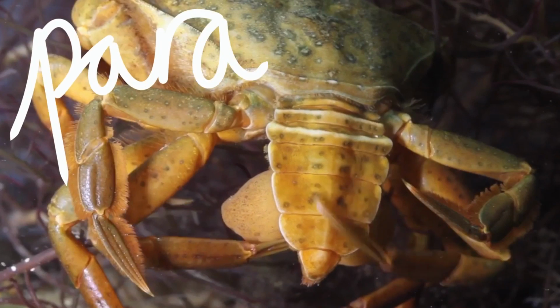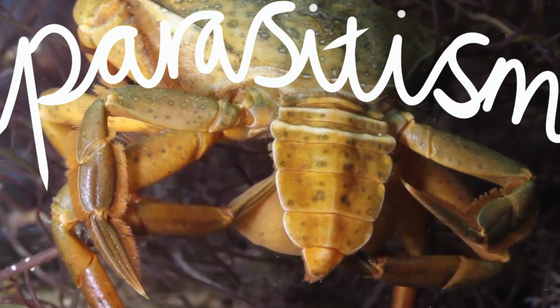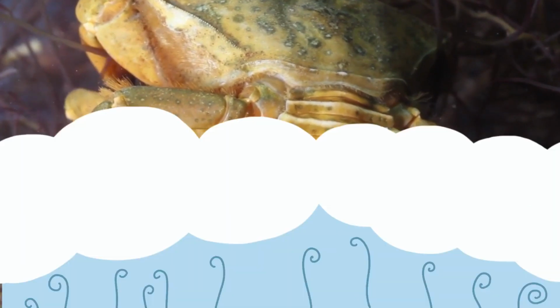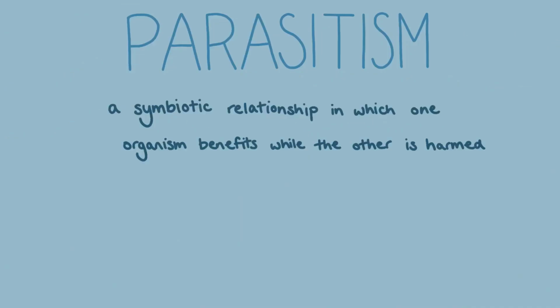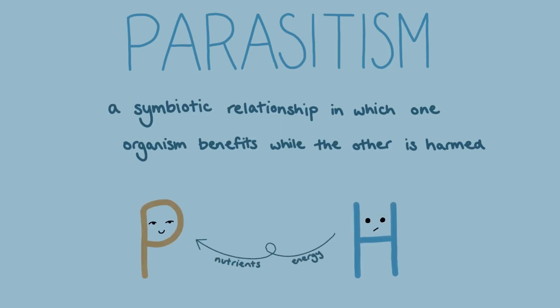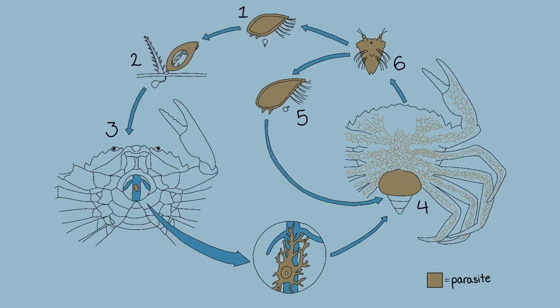Here, we will focus on parasitism in Carcinus maenas and its potential effects for biodiversity as a whole. Parasitism is a symbiotic relationship in which one organism benefits while the other is harmed. The parasite benefits by gaining nutrients and/or energy from its host. Sacculina carcini is a parasite of the green shore crab Carcinus maenas.